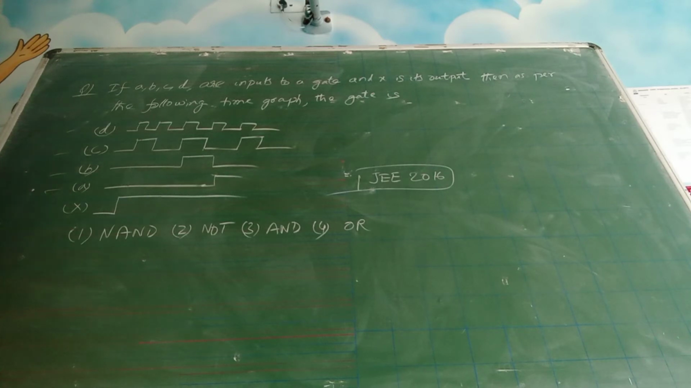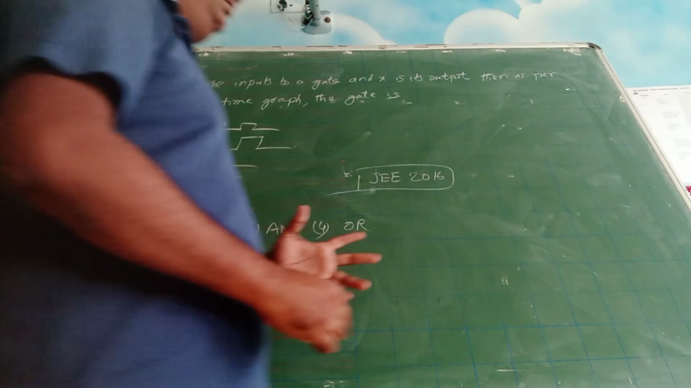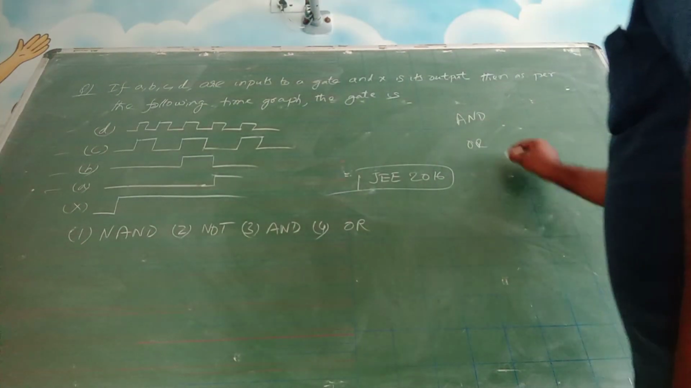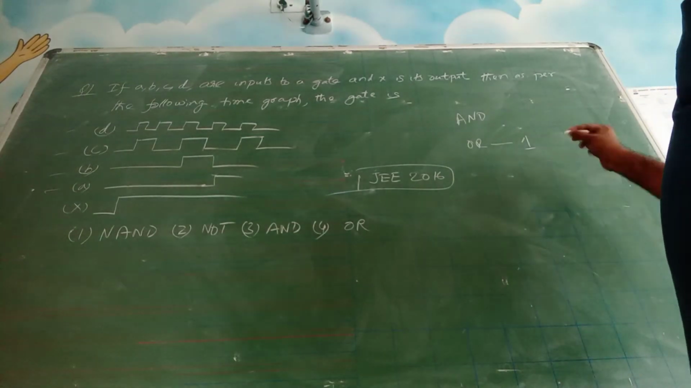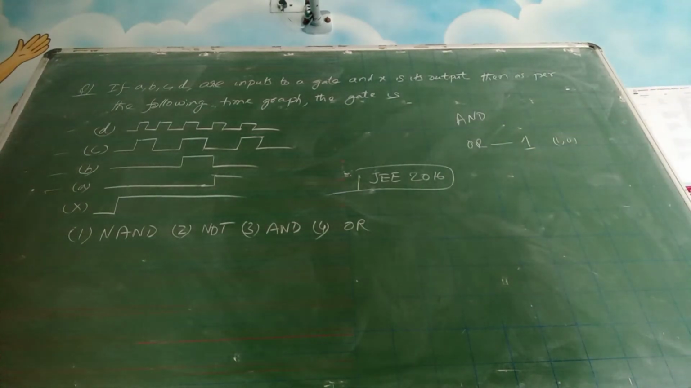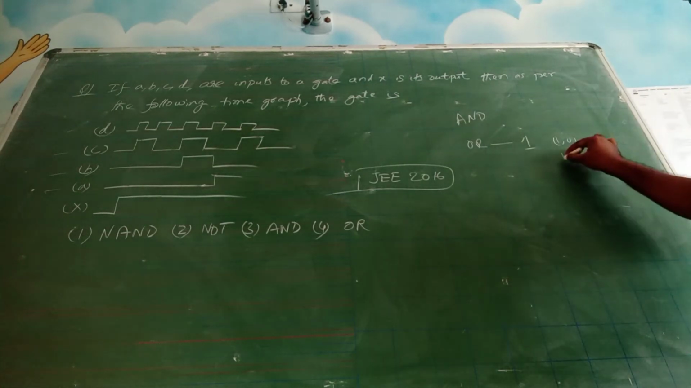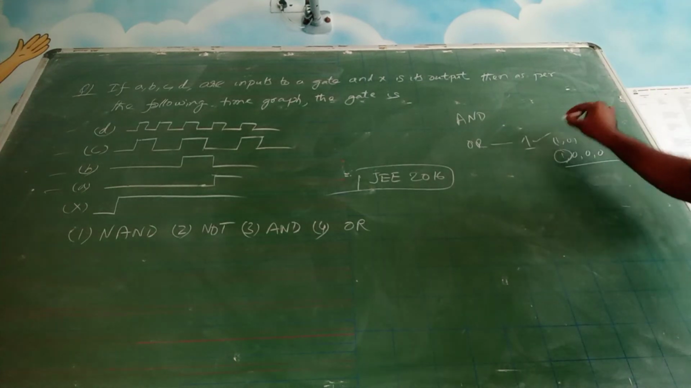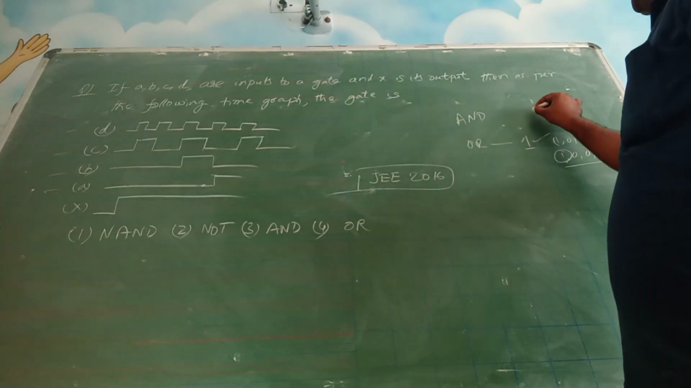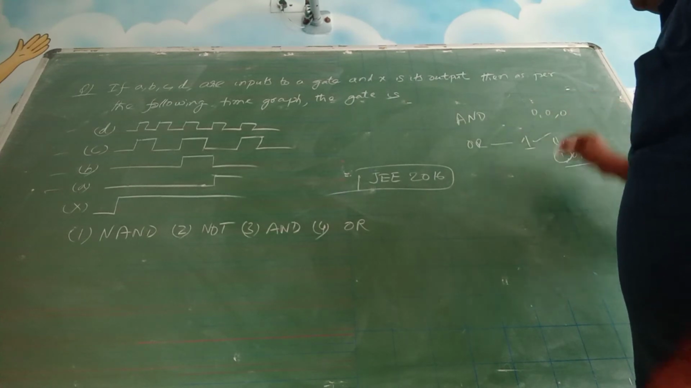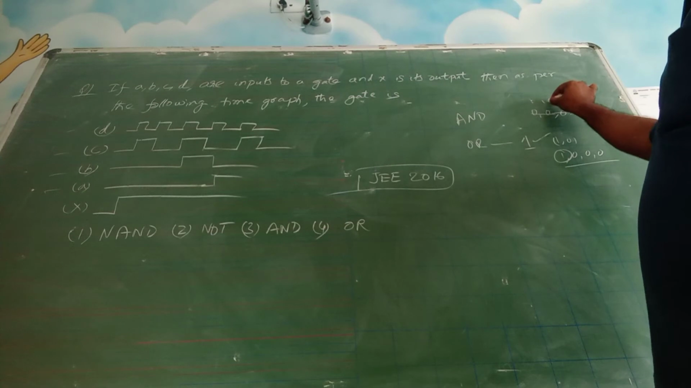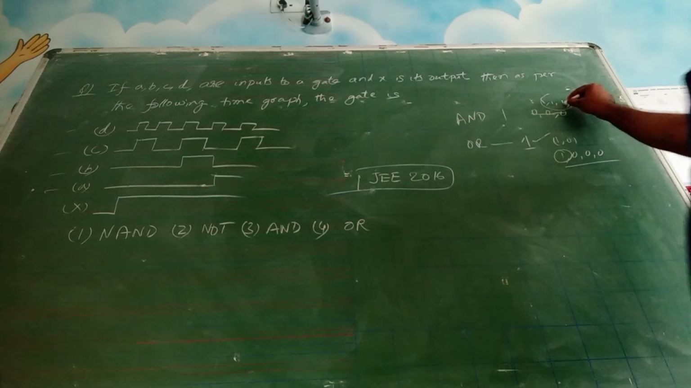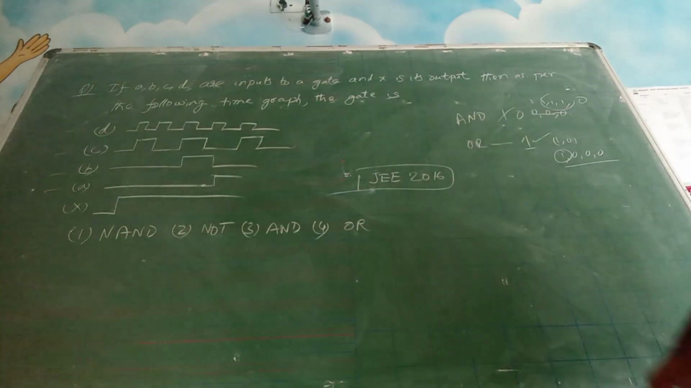Now, definition-wise, what is the difference between AND and OR gate? OR returns 1 if at least one of the inputs is 1. If you have 1 0 0 0, at least one is 1, so OR will return 1. But with AND, all have to be 1 so that it returns 1 as the output. Even if one is 0, it will return 0 as the output.